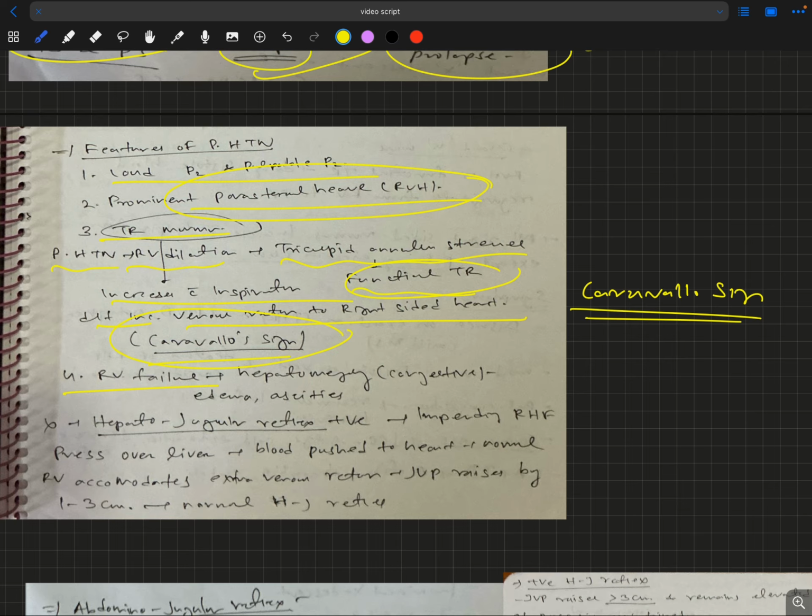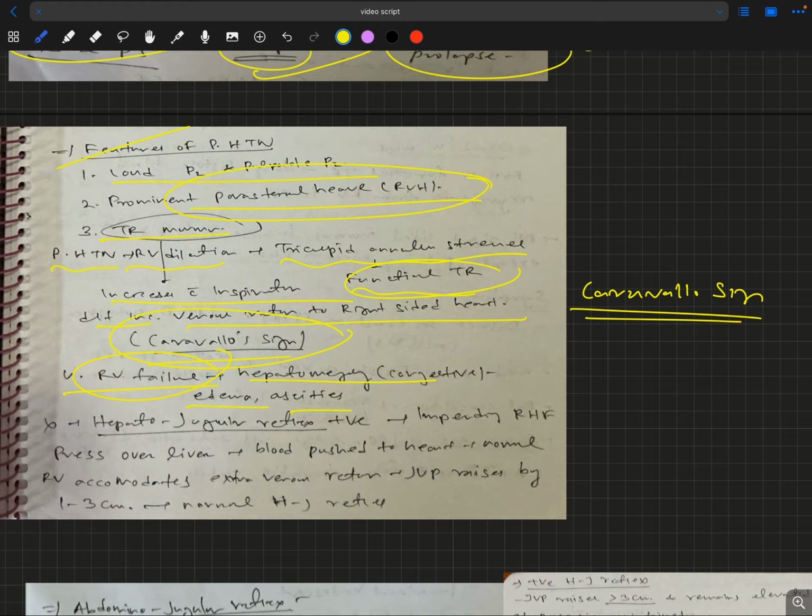Another thing in case of pulmonary hypertension is RV failure. RV failure will lead to congestion. If the RV is failing, RV is not able to pump blood, then it will backflow into RA, it will backflow into superior vena cava, that will lead to rise in JVP, and it will backflow into inferior vena cava, that will lead to congestion inside the liver, that will lead to congestive hepatomegaly, edema and ascites.